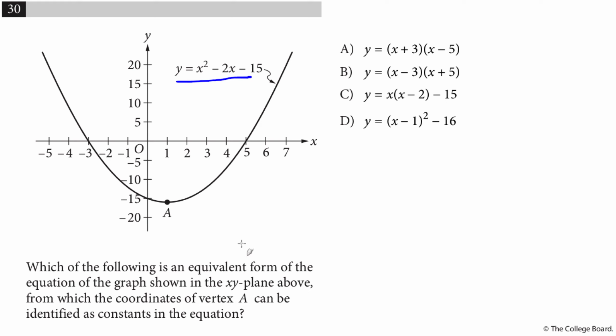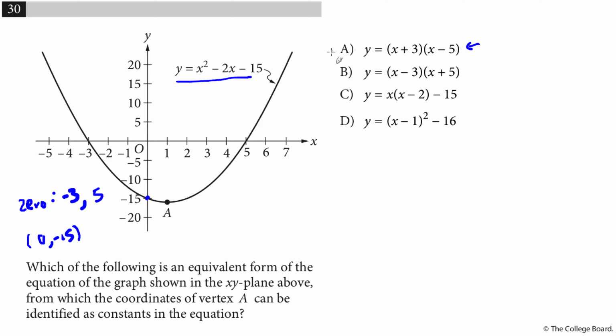So I'm thinking, let me see. In here, similar to the last problem, I have a 0 at negative 3 and a 0 at 5, which means that x plus 3 and x minus 5 have to be factors. Now, this doesn't guarantee that this is my answer. It's actually not. But one more thing, I notice it goes through this point, 0, negative 15. And if I put the 0 in here, I get negative 15. So you might be tempted to say, hey, A looks good.